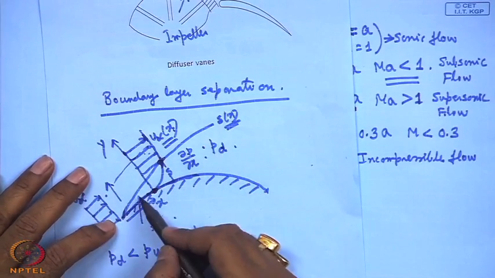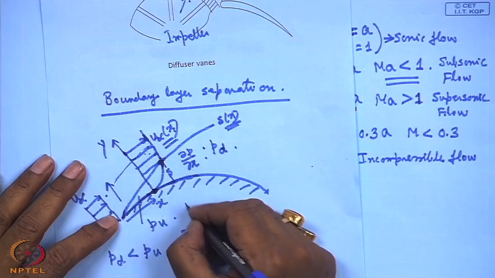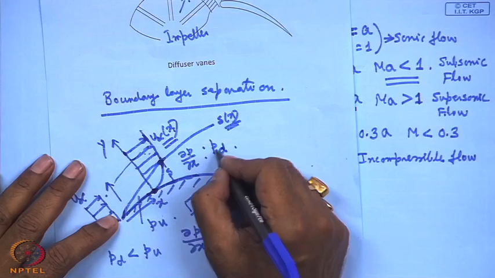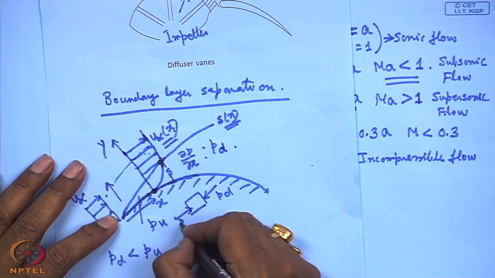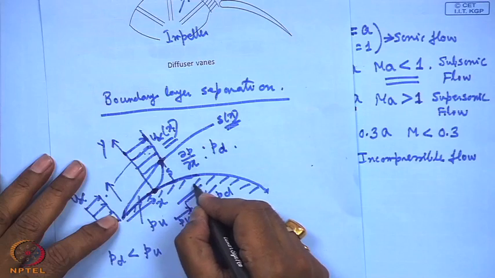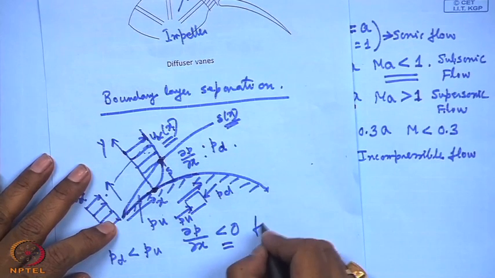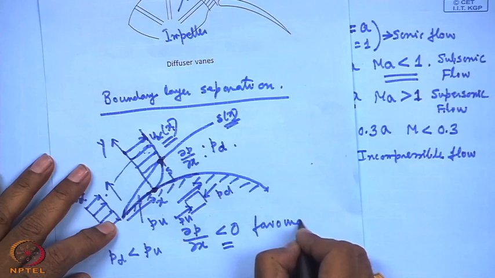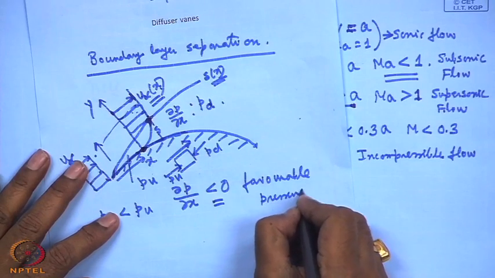That means the fluid is flowing with a negative pressure gradient. What happens if you consider a fluid element? Since this pressure is low and this pressure is high, upstream pressure, the fluid experiences a net pressure force in the direction of flow. That is why this is known in fluid mechanical terms as favorable pressure gradient.